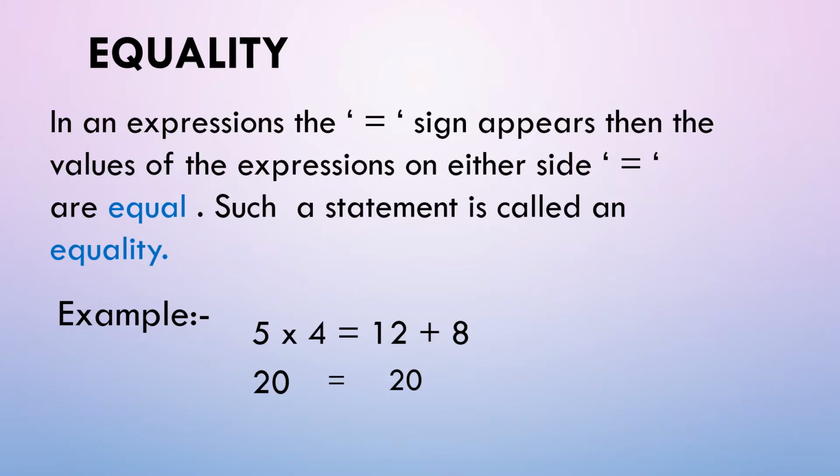Equality: in an expression, when the equal to sign appears, the values of the expressions on either side are equal. Such a statement is called an equality. For example, see here, this is the expression given to you. 5 into 4 is one expression and 12 plus 8 is another expression. Now 5 into 4 is 20 and 12 plus 8 is 20. Both have the same value. So LHS is equal to RHS. So the equal to sign is put between LHS and RHS. Such a statement is called an equality.